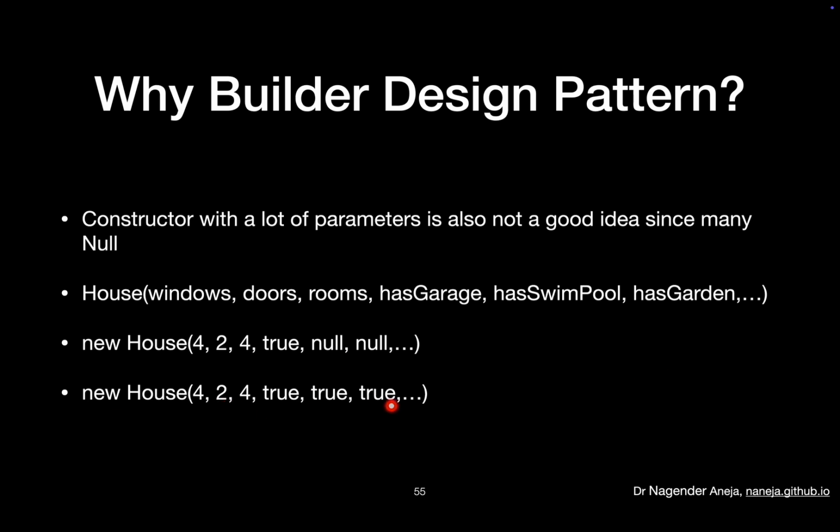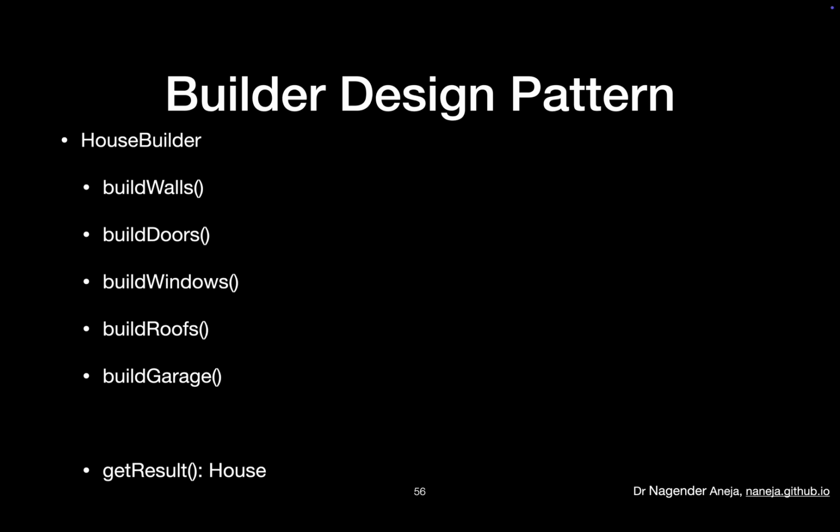Similarly, another house may have more trues or false values, and then no values for others. So this is again a problem here. If we do so, the builder design pattern tells us that if we have a complex product like this one, where we are going to have a number of subclasses, we create it step by step.